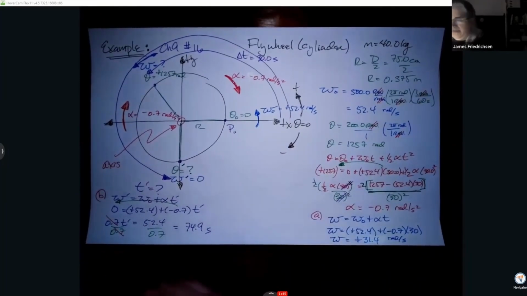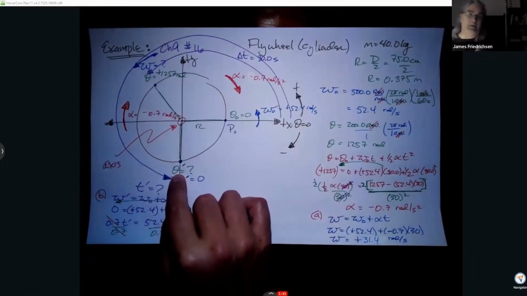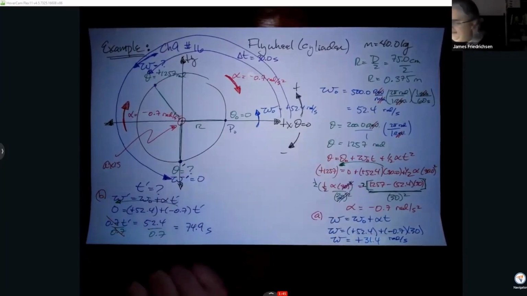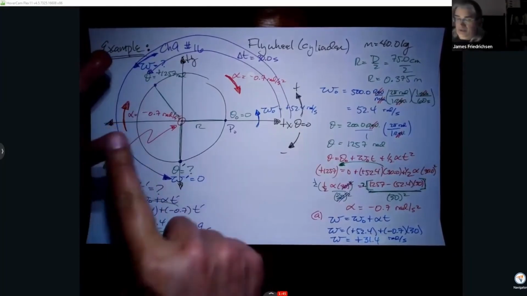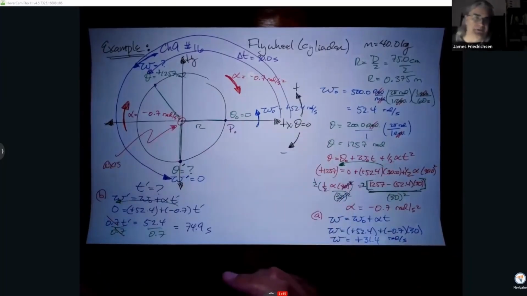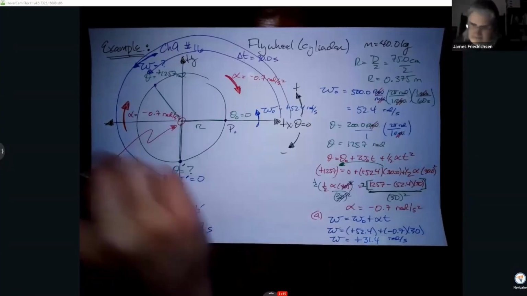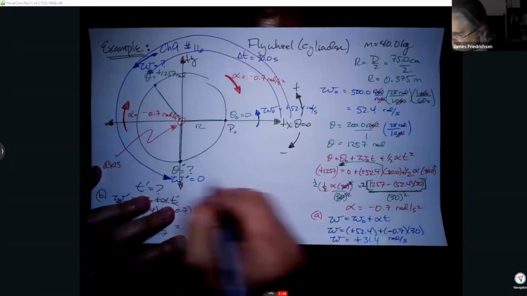And then they wanted how many revolutions. So what we're going to do is we're going to find the angle, which will be in radians, and then we'll need to convert. To find the angle, we could use the second equation or the third equation. The second equation is already solved for theta, so I think I'm going to go with it. Okay. So let's do that.